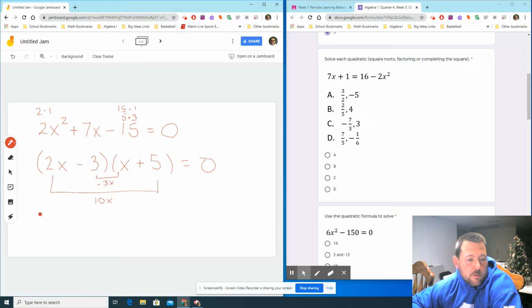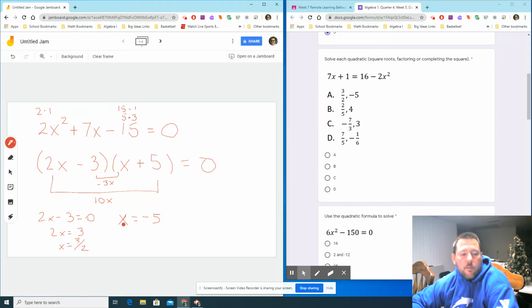So set this part equal to 0. A lot of you are good enough to do that mentally. That would go to the other side, become positive 3, and then divide by 2. But I'm going to go ahead and show out the steps. Then we get x is equal to 3 halves. And then over here, x is negative 5. It's like a backwards y or something. There we go. All right, so there's your second one.